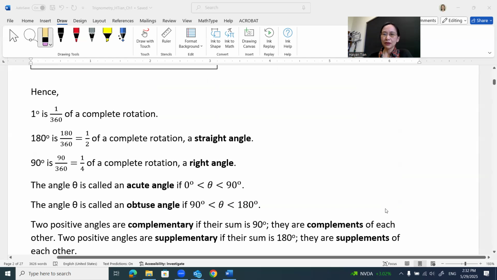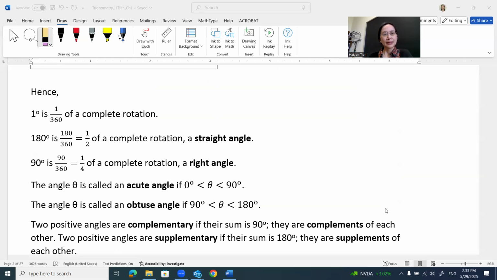Now we can define angles that way, for some special angles like acute angle or obtuse angle, right? So those are just special angles. So if you have an angle that is between 0 and 90 degrees, we call it an acute angle. That means an acute angle must be a positive angle and less than 90 degrees.